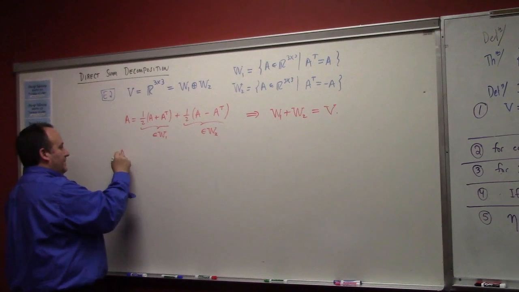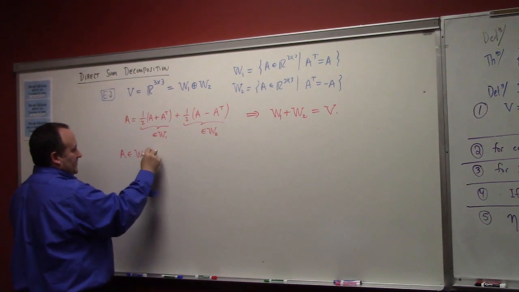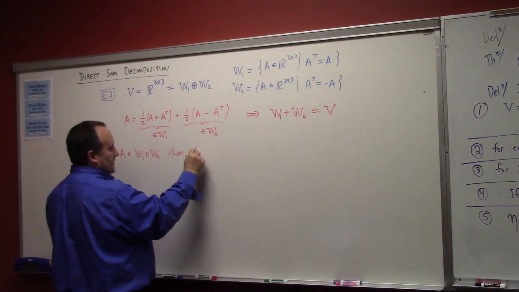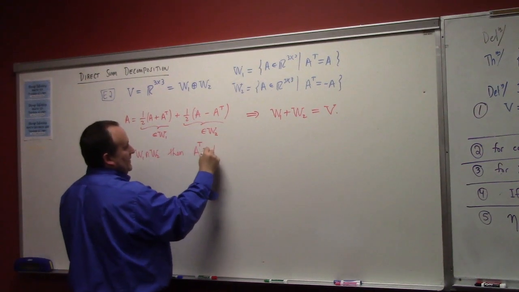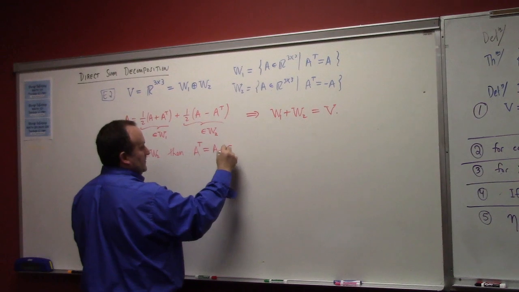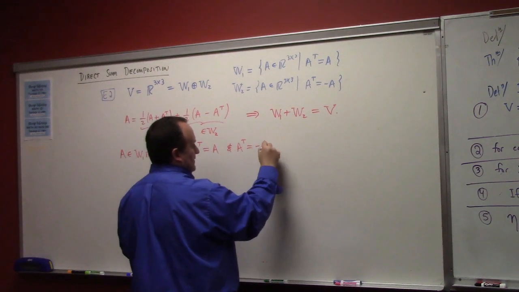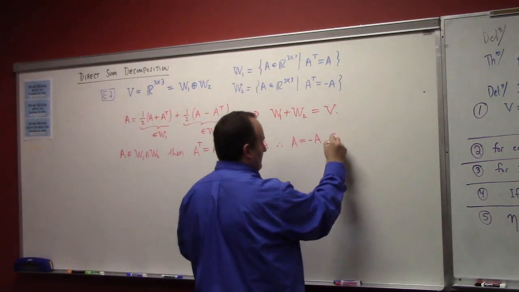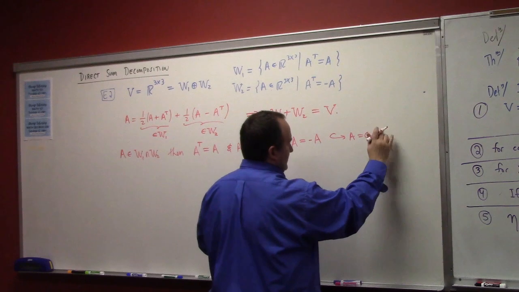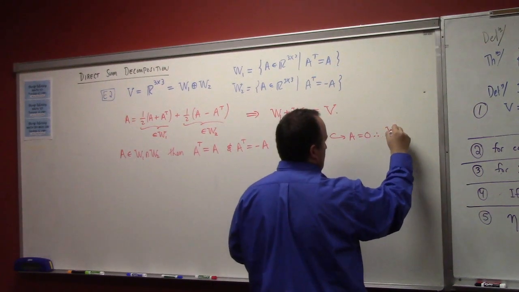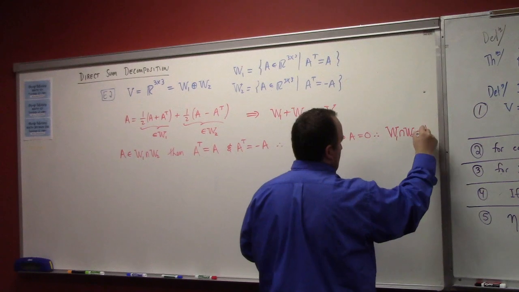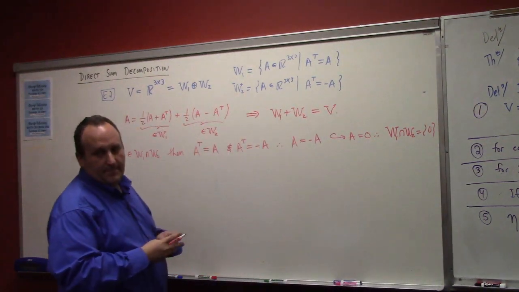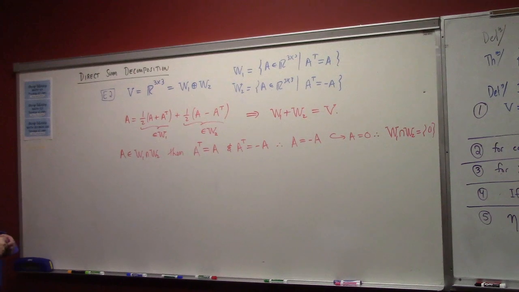Now, if A is an element of W1 intersect W2, then A transpose is equal to A, and A transpose is also equal to minus A. Therefore, A is equal to minus A, which implies A is equal to 0, which of course tells me W1 intersect W2 is 0. So, happy day. V is the direct sum decomposition of W1 and W2.